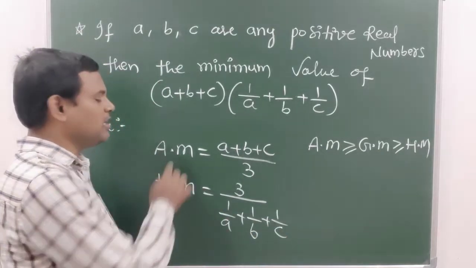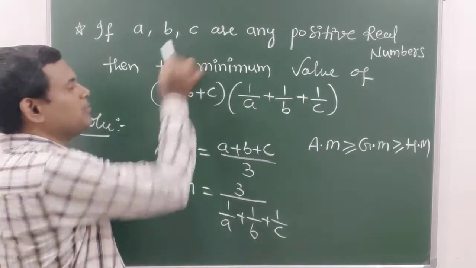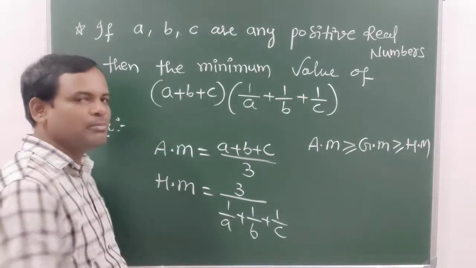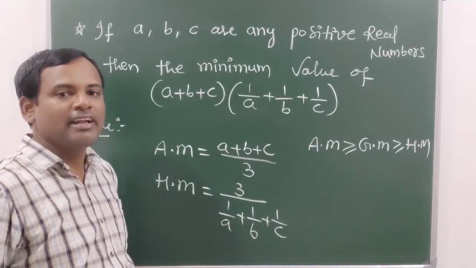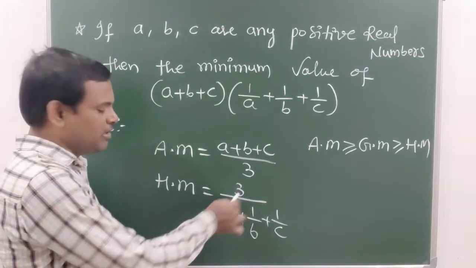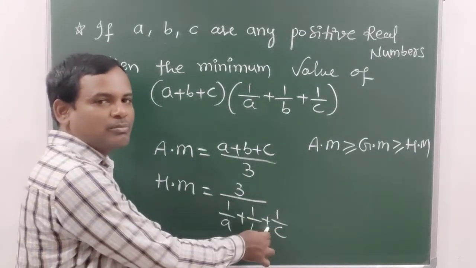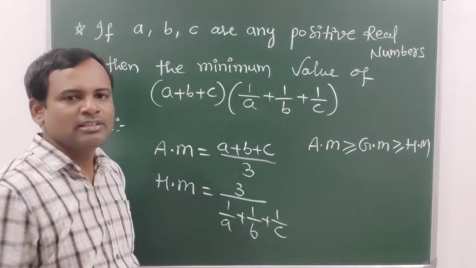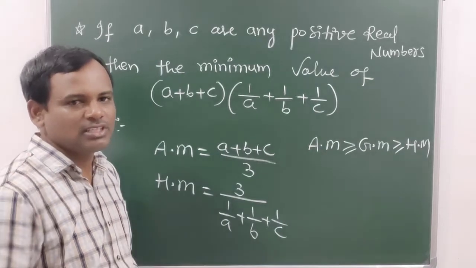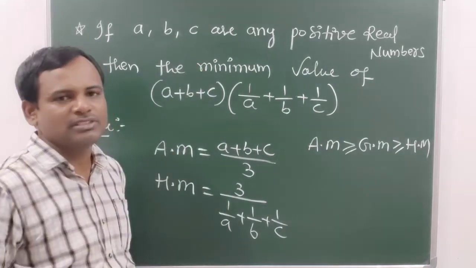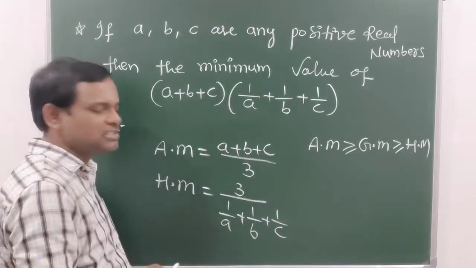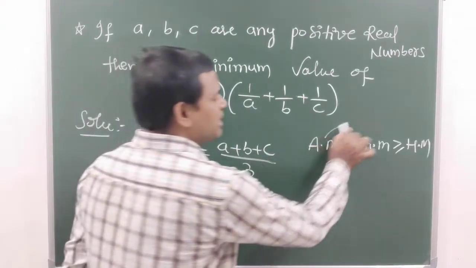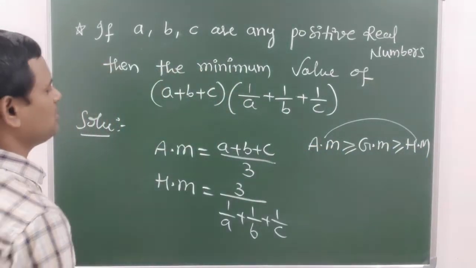You know how to determine the arithmetic mean of a, b, c: sum of all observations by total number of observations. And the harmonic mean of n positive real numbers is n by (1 by a1 plus 1 by a2 plus 1 by a3 and so on up to 1 by an). These two formulas you learned in the sequence and series chapter. Here we have only three numbers a, b, c, whose arithmetic mean and harmonic mean are these. Now take this inequality: AM is greater than or equal to HM.